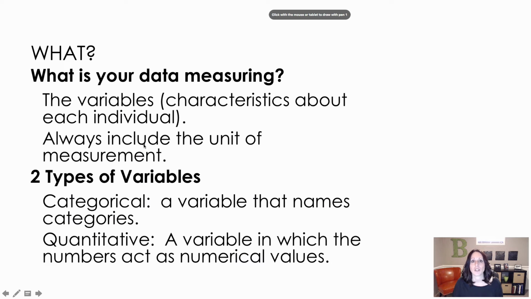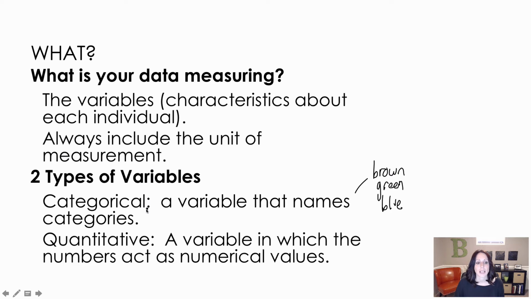What is your data measuring? So what are we measuring about the data? The variables are about each individual. They always include a unit of measurement if it's quantitative, and we'll talk about quantitative and categorical. So categorical is a variable that names categories. So for instance, if we were measuring eye color you don't put a number to it. You say, well, I have brown eyes, or I have green eyes, or I have blue eyes, or whatever other eyes you might have. So these are categories because you will fit into one of those categories.